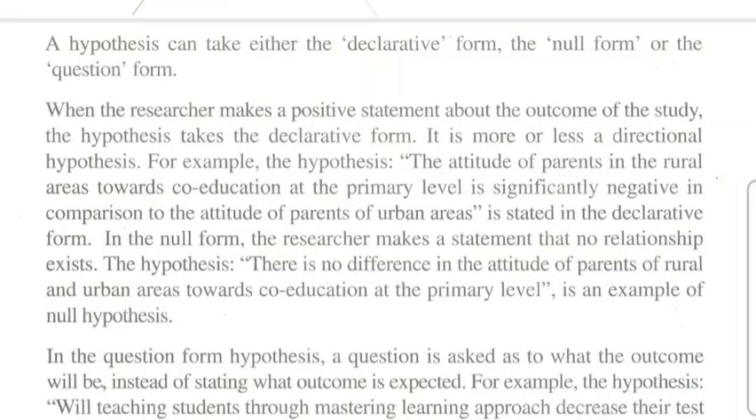When the researcher makes a positive statement about the outcome of the study, the hypothesis takes the declarative form. It is more or less a directional hypothesis. For example, the hypothesis, the attitude of parents in the rural areas towards co-education at the primary level is significantly negative in comparison to the attitude of parents of urban areas, is stated in the declarative form. In the null form, the researcher makes a statement that no relationship exists. The hypothesis, there is no difference in the attitude of parents of rural and urban areas towards co-education at the primary level, is an example of a null hypothesis.